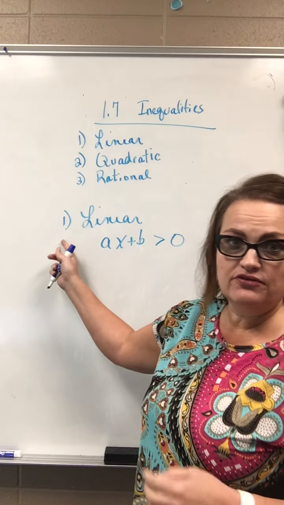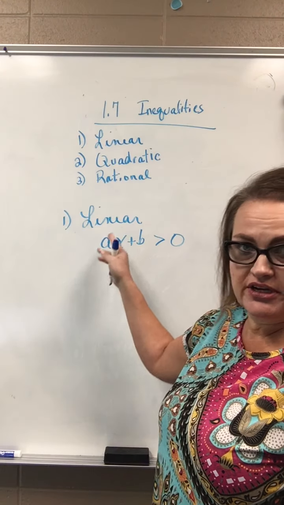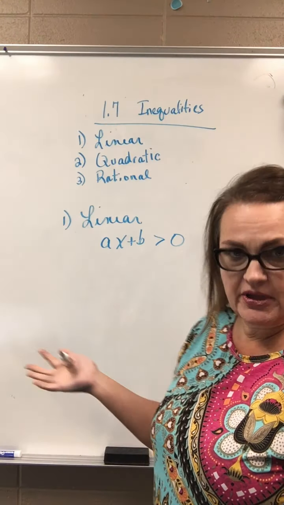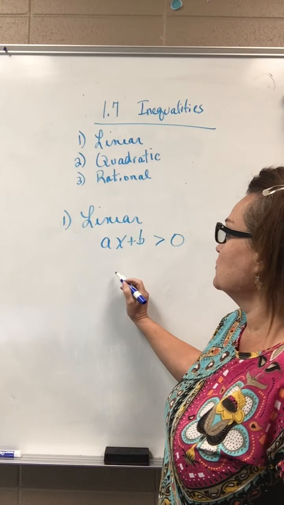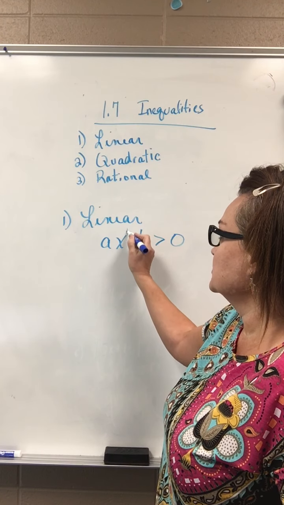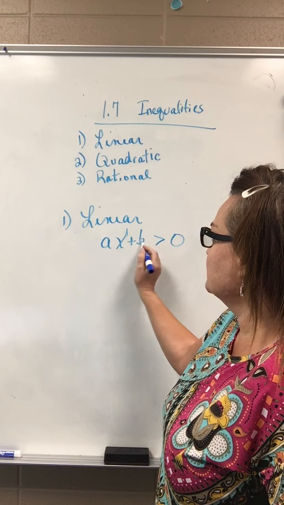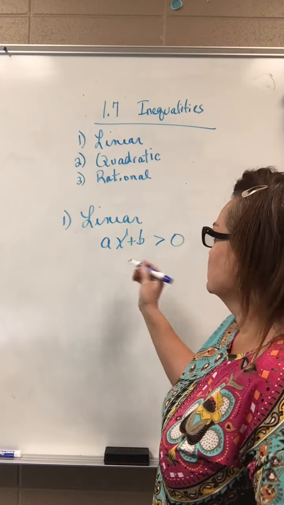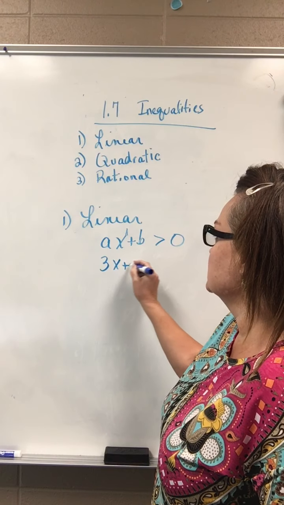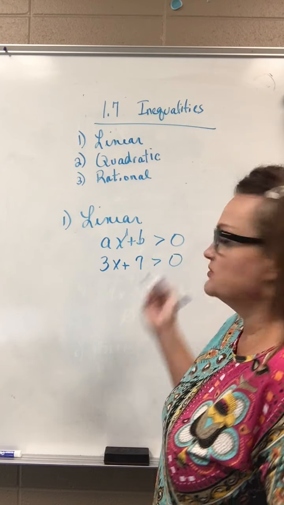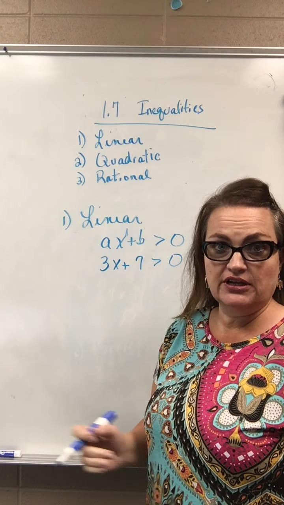So let's get started. The first one we're going to talk about is the linear inequality. And if you're following along on page 150, a linear inequality is a first degree. Remember, linear equations, they were first degree. We have an x to the first, and then maybe a and b or some real number. For example, 3x plus 7 greater than 0. That would be an example of a linear inequality.